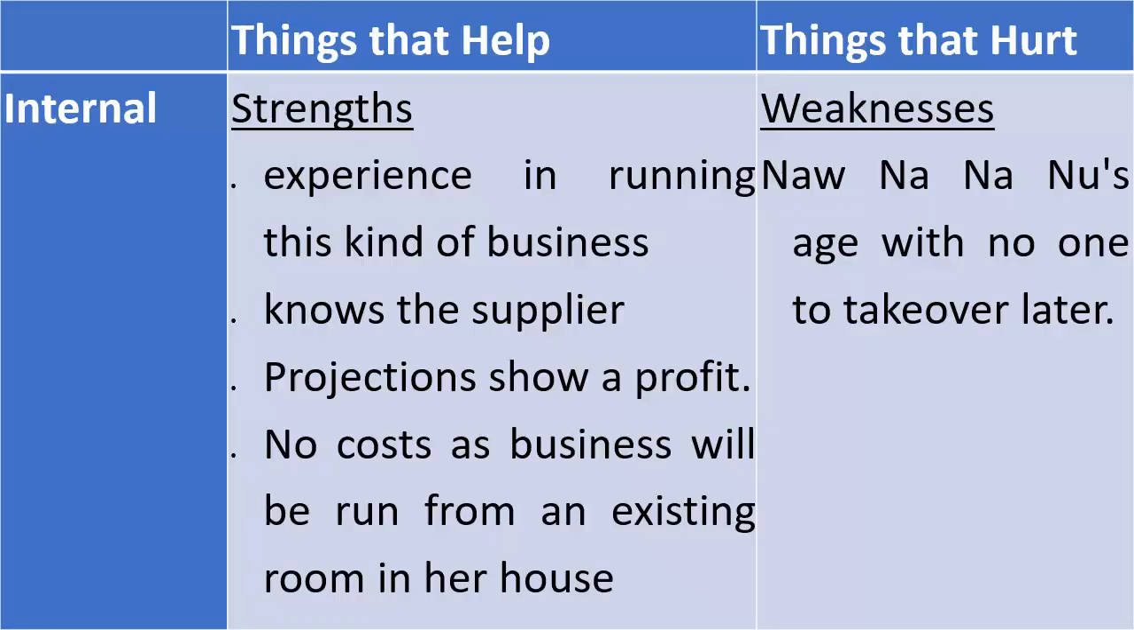So firstly, internal, things about the project, things that help, the strengths. She has experience in running this kind of business. She knows the supplier. The projections show a profit. And there's no cost for premises, as the business will be run from an existing room in her house. Those are all good things that help the business. On the other column, things that hurt, the weaknesses: Nonananu's age, with no one to take over later. That could be a problem.